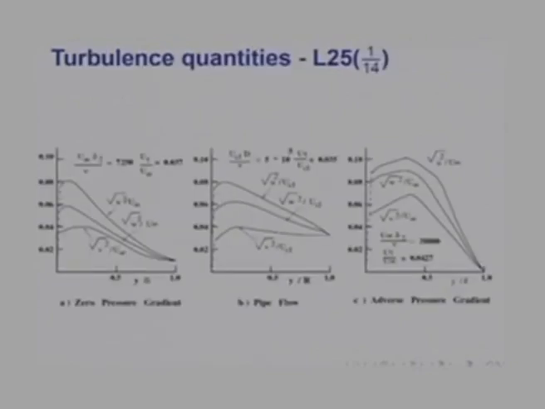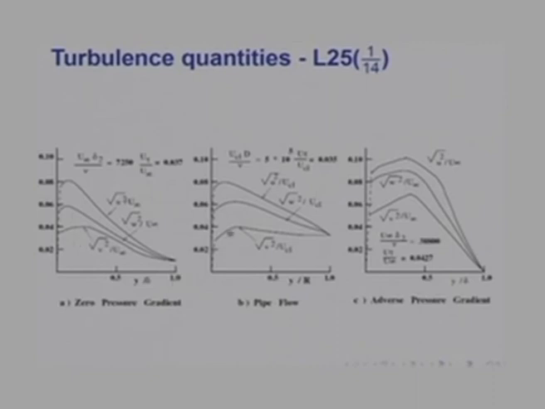Here are three plots. The one on the left, A, is for the zero pressure gradient boundary layer, B is for a mildly favorable pressure gradient as in a pipe flow, and the one on the right, C, is for a fairly strong adverse pressure gradient boundary layer. What is plotted here is u prime squared divided by u infinity, v prime squared divided by u infinity and w prime squared divided by u infinity, versus y divided by delta going up to 1.